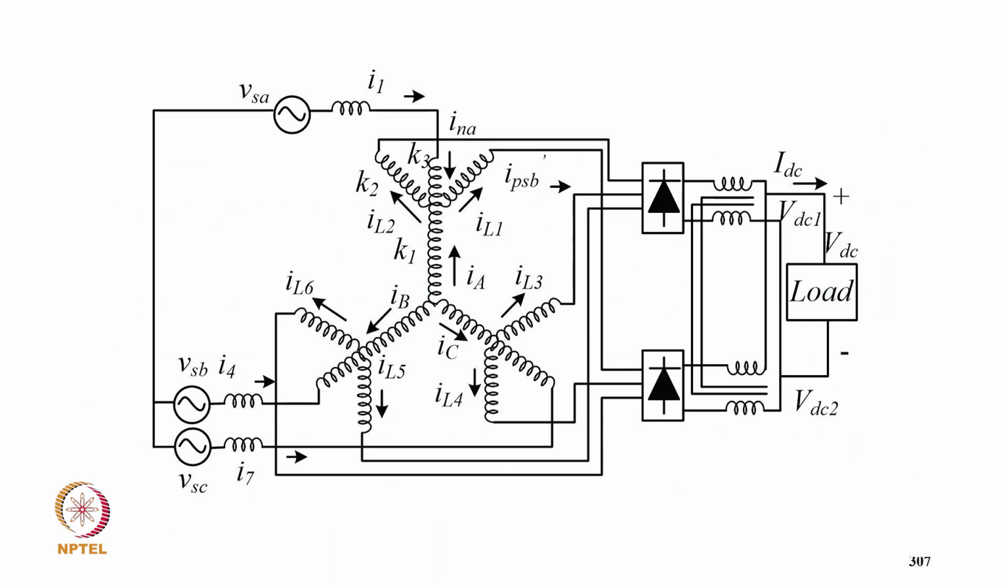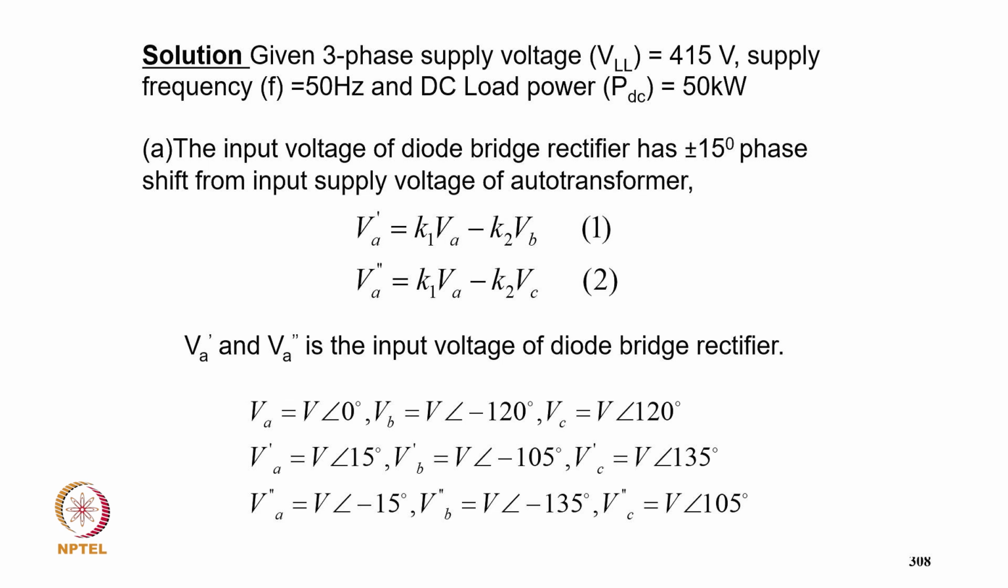So these are typically 12 pulse, of course with the interphase transformer, and the phase shift of 12 pulse is 30 degree. The original supply is given to this, and plus minus 15 degree shifted here. These are typically the solution. The given 3-phase supply is 415 volt, supply frequency 50 Hz, and DC load is 50 kilowatt. So the input supply to the rectifier has plus minus 15 degree phase shift. Supply voltage VA1 dash equal to K1 VA minus K2 VB, VA2 dash equal to K1 VA minus K2 VC.